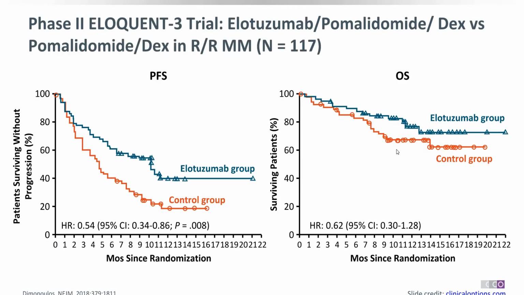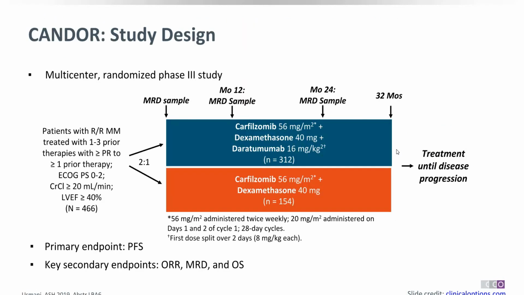So elotuzumab, here also a PFS difference is there and OS is good in this ELOQUENT 3 trial. You know, ELOQUENT 1, ELOQUENT 2, ELOQUENT 3, the refractory setting.